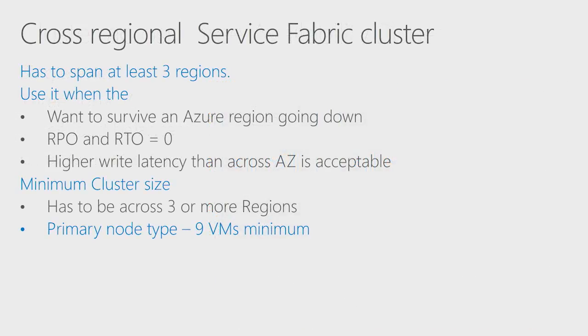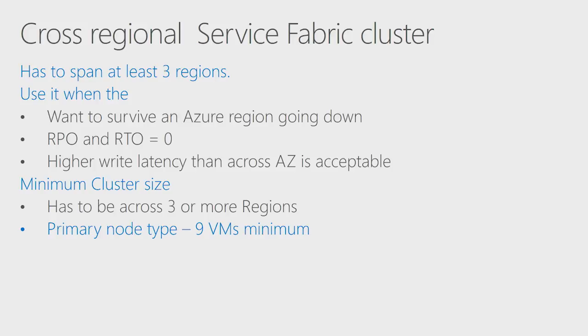So a cross-regional Service Fabric cluster is also something that you could set up. You can set it up to run across 3 different regions. And this is really where you want to survive an entire Azure region going down. This is where you're looking at your RPO and RTO, which are essentially how much data loss and how much time after the disaster happens that you have to recover. You want that to be 0. So if an Azure region goes down, you don't have to necessarily spin up services in another location. Service Fabric is going to manage that for you, recognize it, and everything will still continue to run.